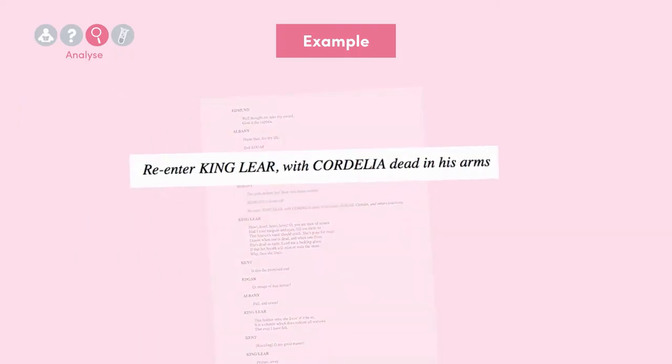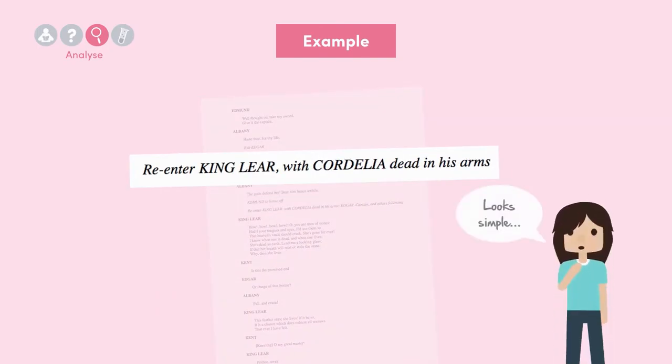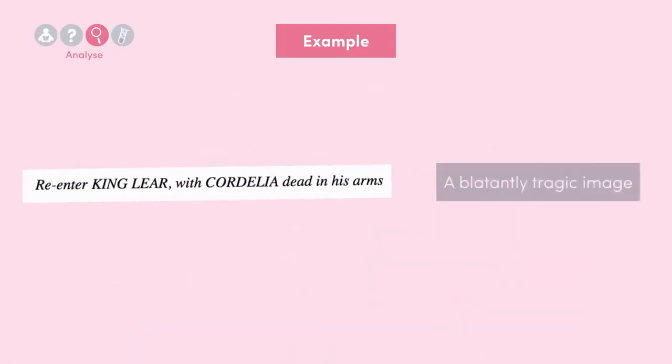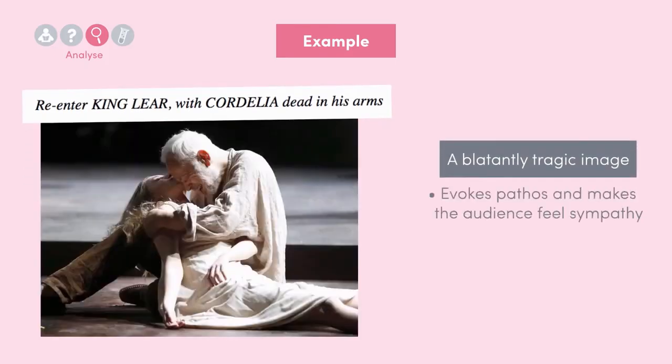Re-enter King Lear, with Cordelia dead in his arms. Now, this may seem like a simple stage direction, but you can get loads of analysis out of this. At first glance, we know that it's a pretty blatantly tragic image, a father carrying his dead child in his arms. It's certainly an image that evokes the effect of pathos and makes the audience feel sympathy.